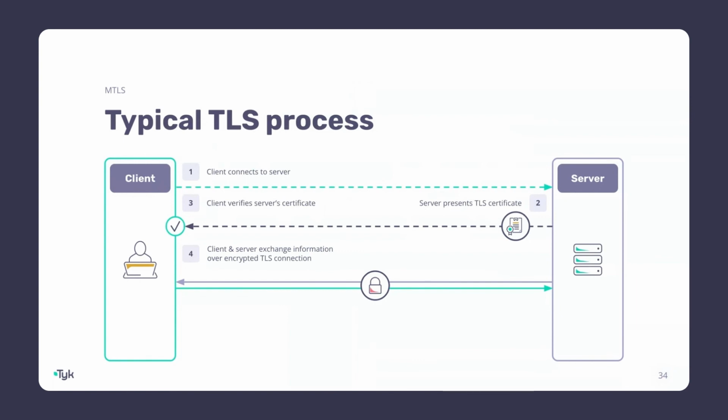And this is a representation of that. You start off with the client connecting to the server, and the server presenting the TLS certificate. The client then verifies that server certificate, and then the communication channel has been established and they can exchange data over their encrypted TLS connection.